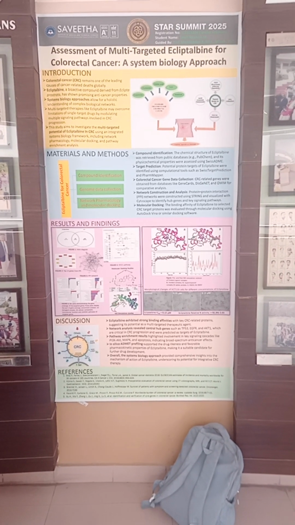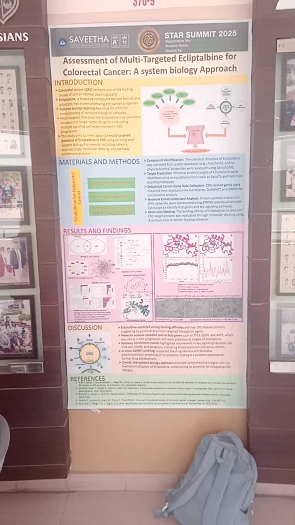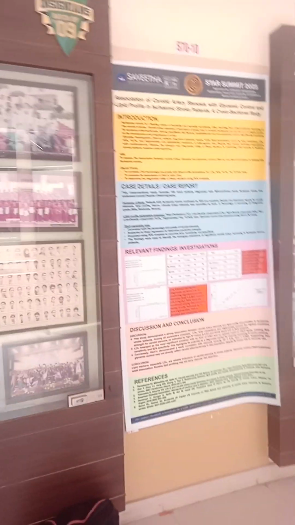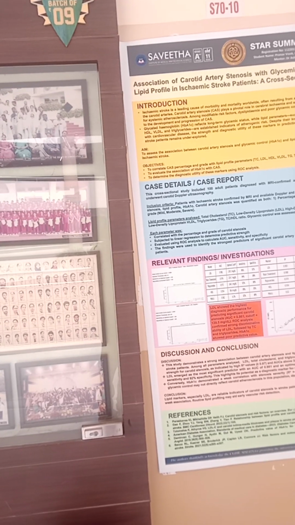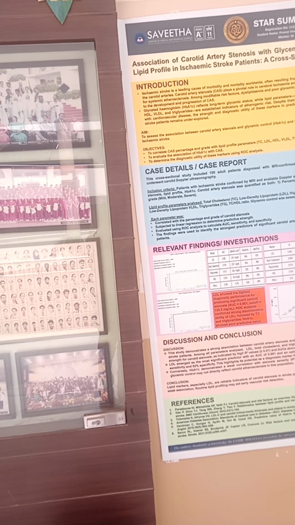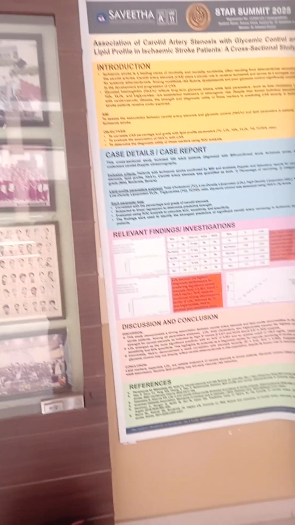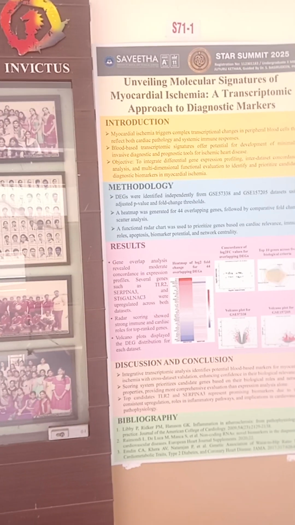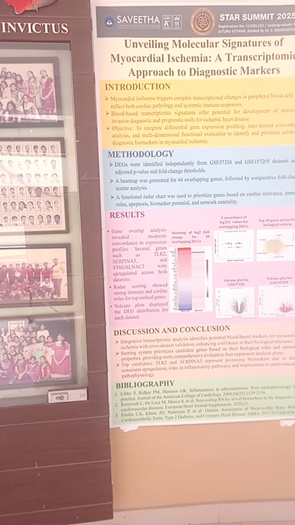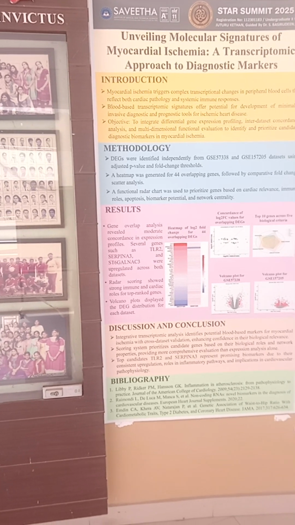And the next poster is association of carotid artery stenosis with glycemic control and lipid profile in ischemic stroke patients, a cross-sectional study by Pranav Vivek. The next poster is on unveiling molecular signatures of myocardial ischemia, a transcriptomic approach to diagnostic markers by Juturu Ketan. Okay, we have covered 50 posters till now, and let us see other stalls after a short break.